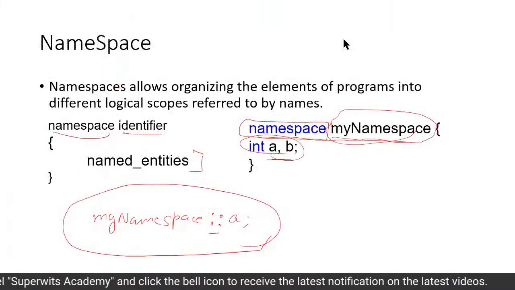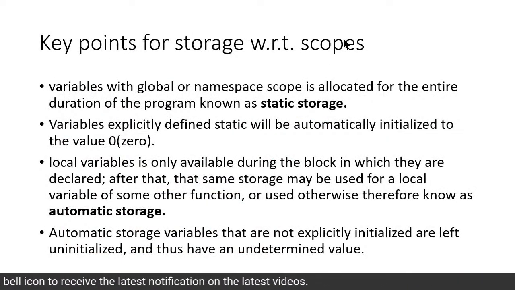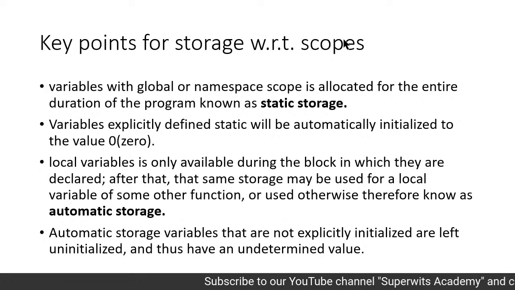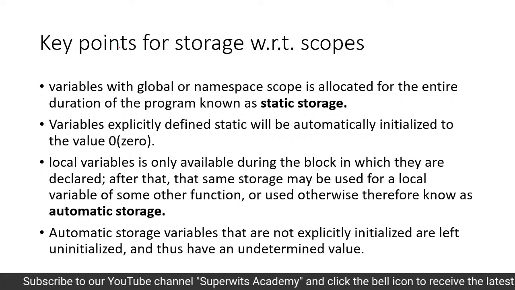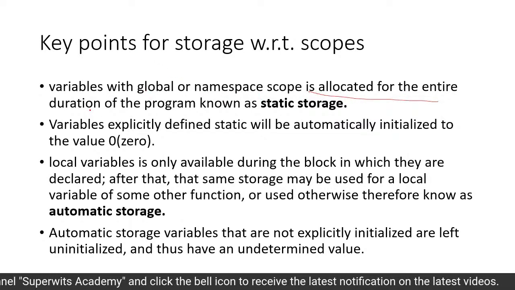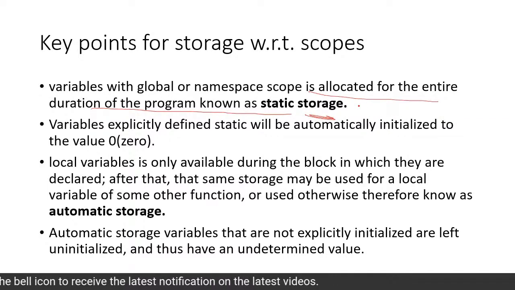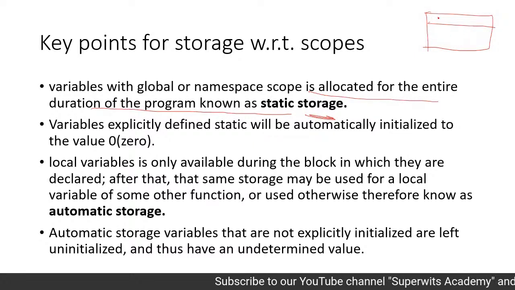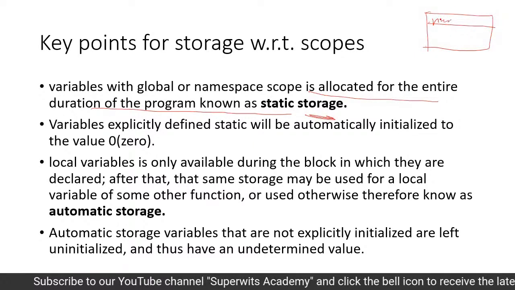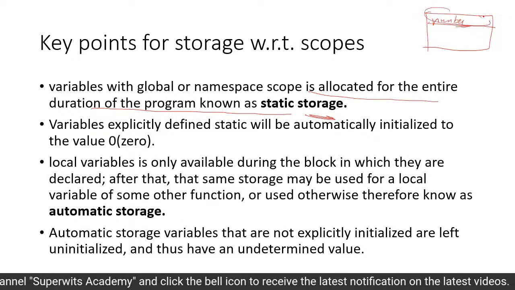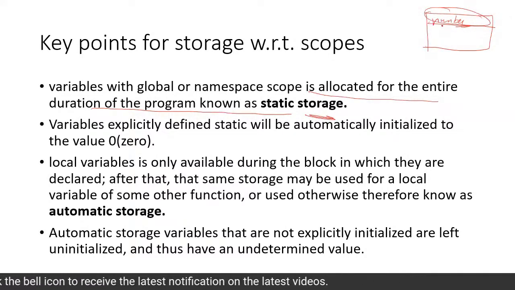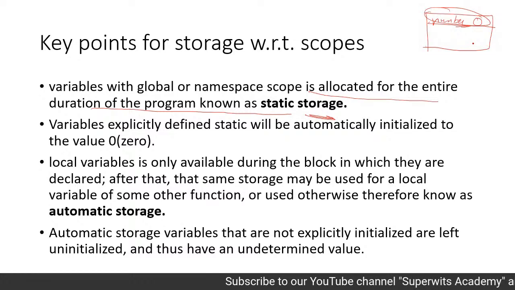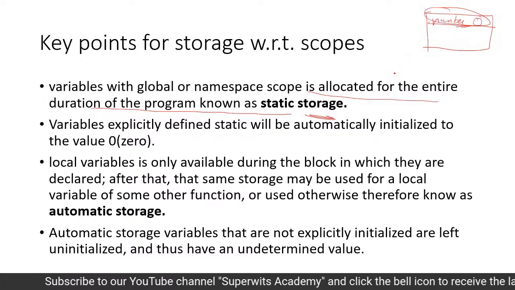The rules are that, and their corresponding storages. This is something which can be asked in your placements as well. Variables with the particular global or namespace scope are allocated for the entire duration of the program with static storage. That means once allocated with memory, their memory location will not be used for any other variable. So let's say the number variable, if it has been defined in a memory location, it will be there throughout the program till the time it has stopped executing. And by default, the value will be set to 0 if it is not initialized.